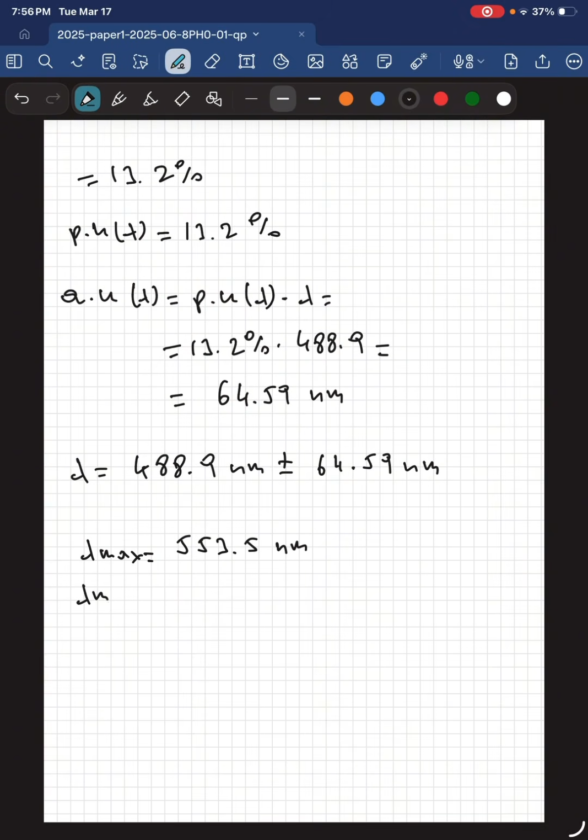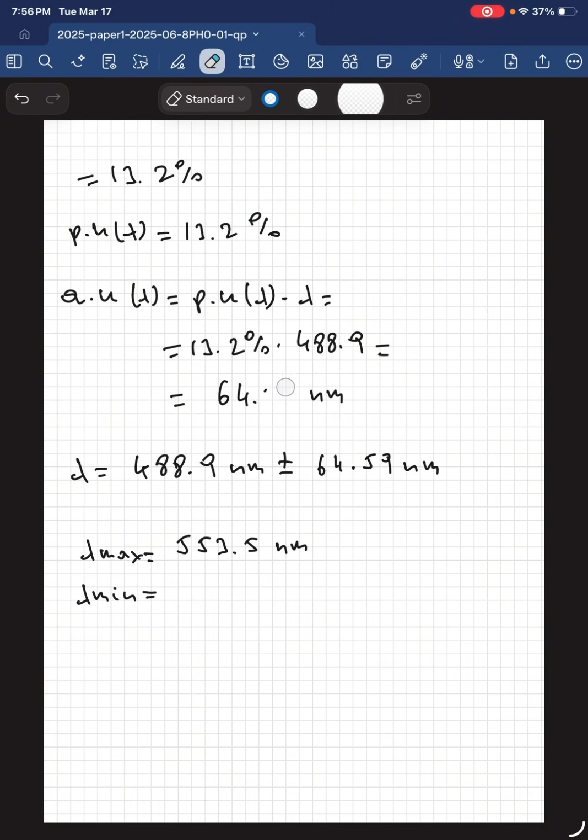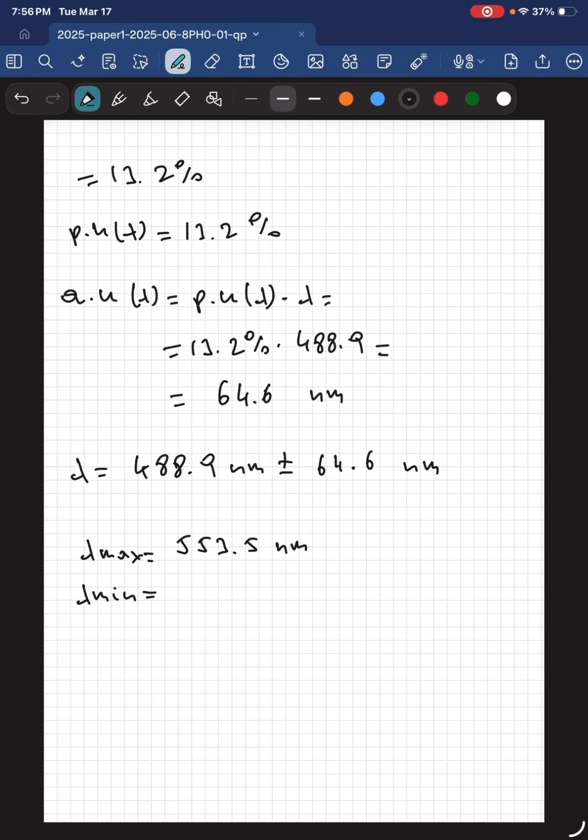553.5 nanometers, and lambda minimum is, we find that by subtracting 64.6 from 488. Actually, let me write this as 6 so I don't confuse you. So let's make this 6 and then 6. Okay. So if we subtract, we find 424.3 nanometers. So the value is okay because 520 nanometers is within the range. So the student is okay.